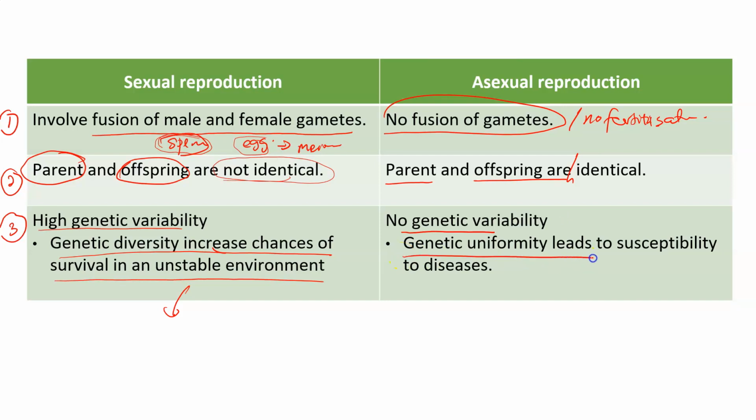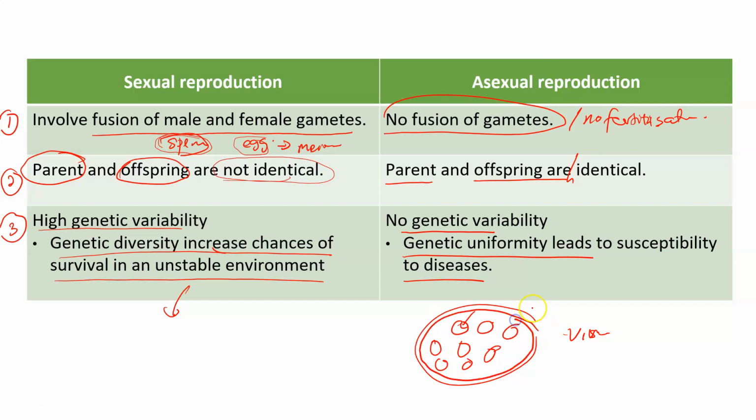So genetic uniformity leads to susceptibility to disease. For example, you have a group of organisms with the same genetic composition, but once this population is infected by a strain of virus, because the genetic composition is the same, all the individuals in the population are not able to survive. Because there's no genetic diversity, all will get the disease and all will have the chance to not survive.